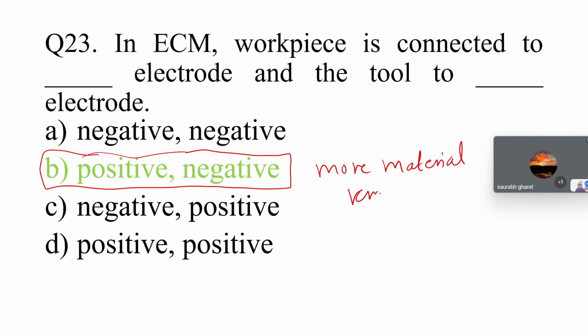Okay, the workpiece is connected to the positive terminal, and the electrode tool to negative. Okay, so this will be the correct answer.